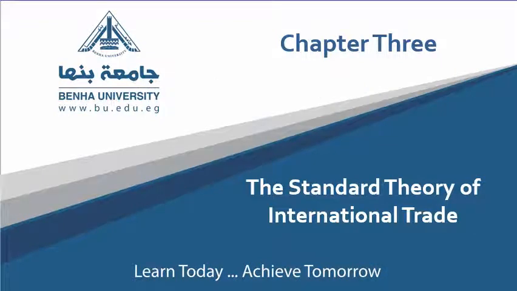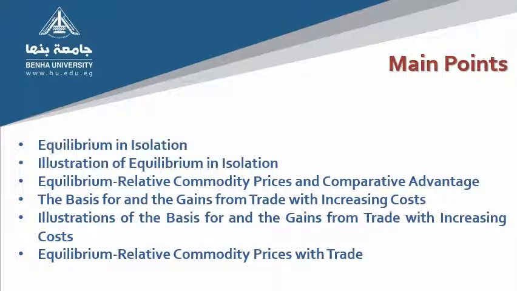In this lecture, we will complete Chapter 3, the Standard Theory of International Trade. The main points of this lecture are equilibrium in isolation, illustration of equilibrium in isolation, equilibrium relative commodity prices and comparative advantage, the basis for and the gains from trade with increasing costs, illustrations of the basis for and the gains from trade with increasing costs, and equilibrium relative commodity prices with trade.